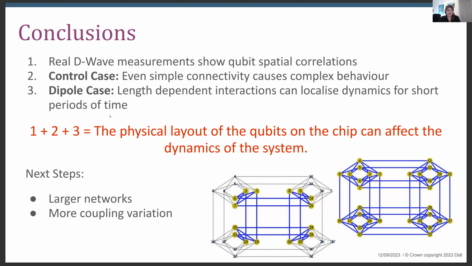So when you put these 3 conclusions together, the combination of these statements means that for researchers and for users of this kind of device, it's not really sufficient to assume heterogeneity in behavior across the chip.